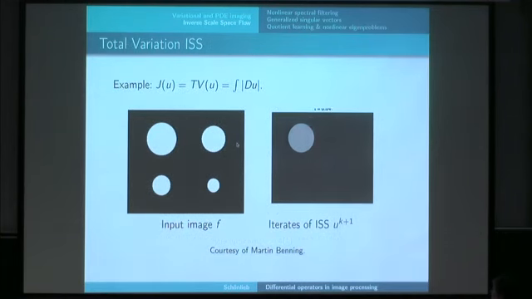Okay, so let's see one example of such an inverse scale space iteration. And this will also connect to some of the use cases that we will see later on of why the inverse scale space point of view might be interesting. So this is my input image, f. And what I'm doing now is I'm showing you the inverse scale space iterates u^{k+1} for the particular choice of regularizer that is the total variation.